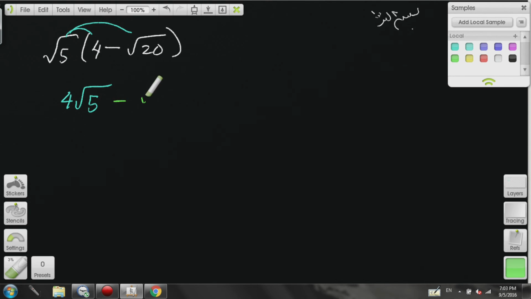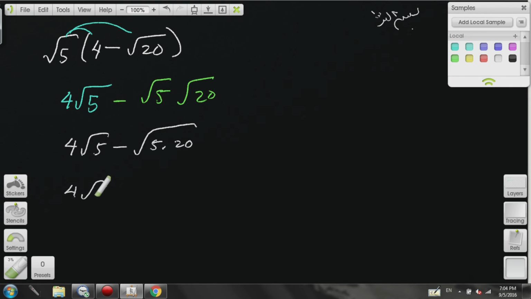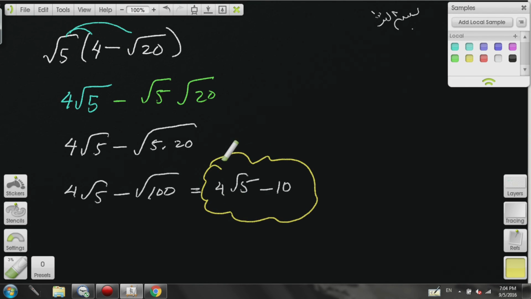Now this becomes square root of 5 times the square root of 20. So this is 4 times square root of 5 minus square root of 5 times 20. You can bring them under the same roof, same radical sign. So 4 square root of 5 minus square root of 5 times 20, which is 100. So this becomes 4 square root of 5 minus square root of 100, which is 10. So this simplifies to this.